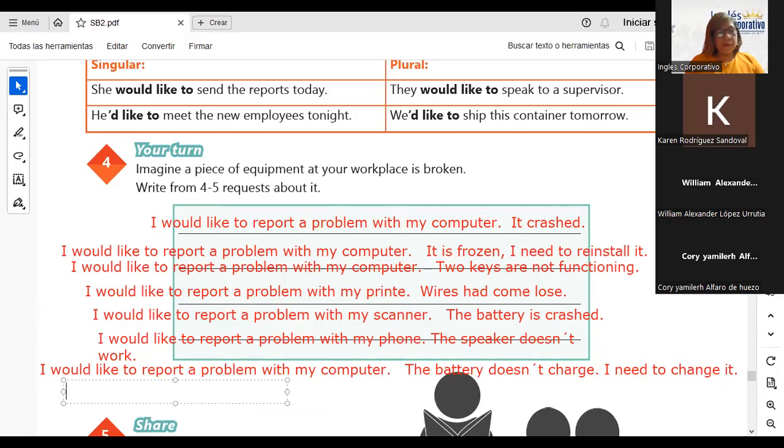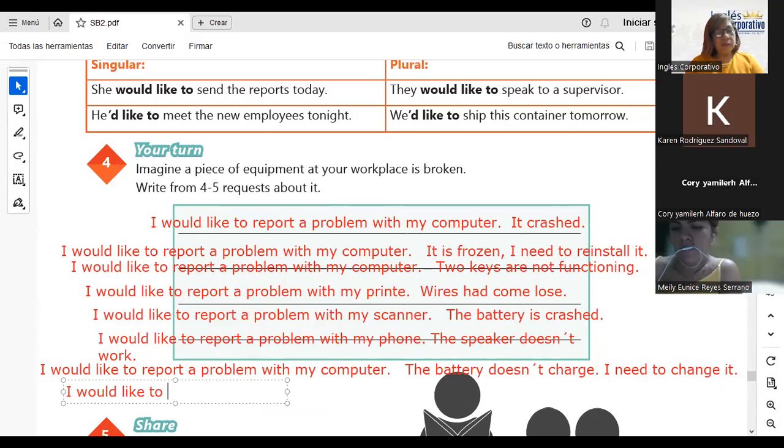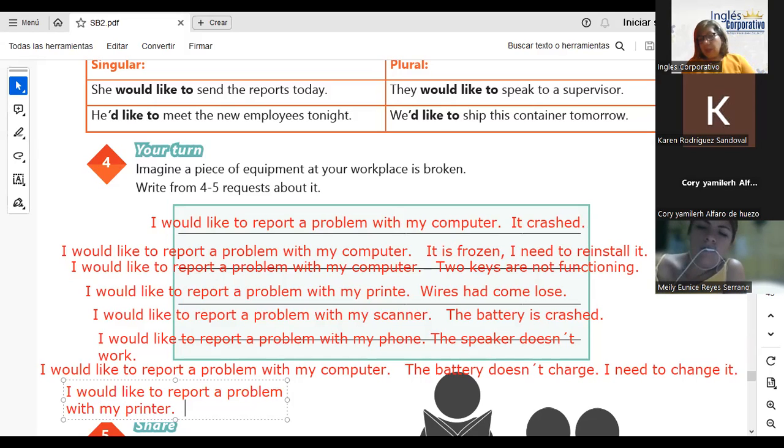I would like to report a problem with my printer. What is the problem? Printer is offline. But remember that you have to use a word from the vocabulary: press the keys, hard drive, fall, turn on, touchpad, cable, reboot, plug-in, closing, socket, keys, restart, battery, and crashed. It is offline.